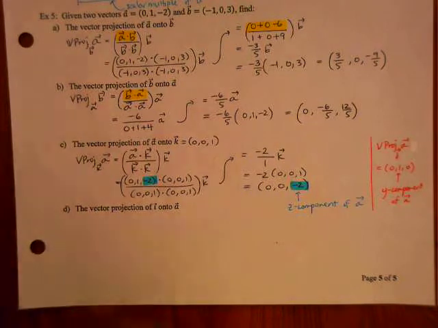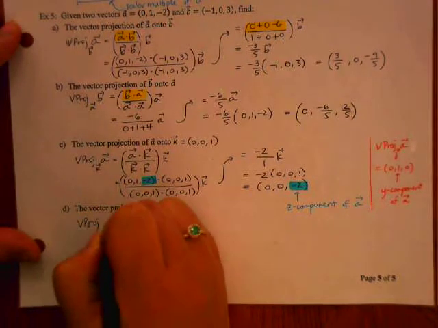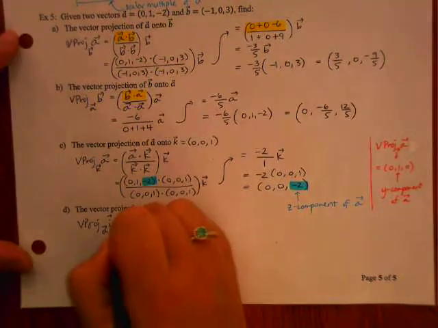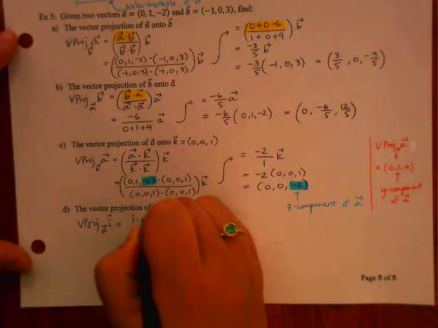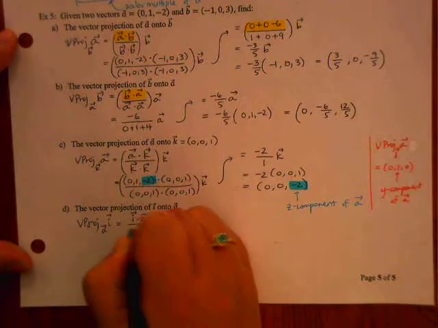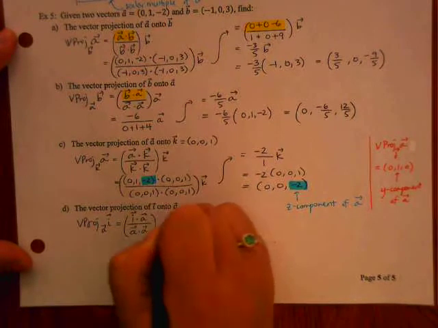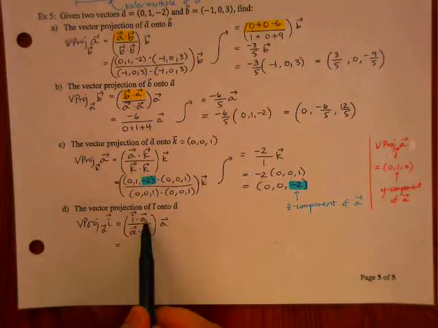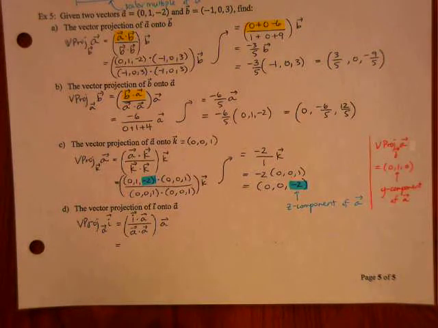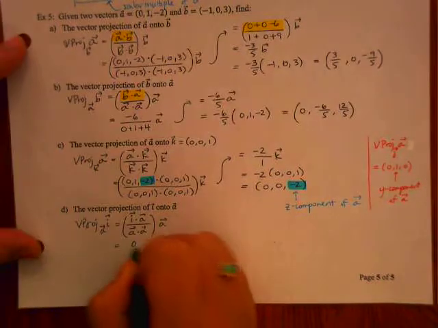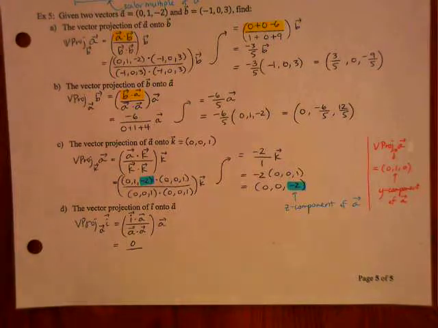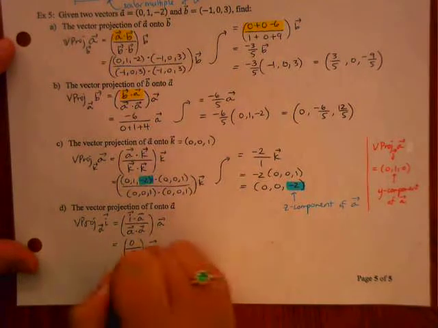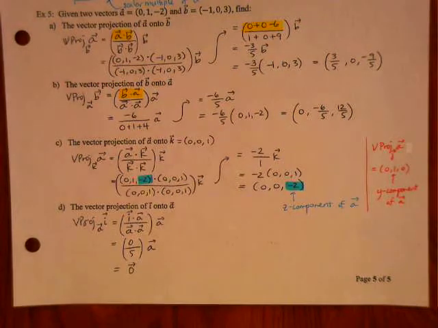Alrighty, last but not least. When you have the vector projection of I onto A, that's going to be the dot product of I with A over the dot product of A with itself, in the direction of A. But what's the dot product of A with I going to equal? 0. So this is 0 over, and then, well, it's the magnitude of vector A squared, which is going to be 5. But that's just going to be the 0 vector.